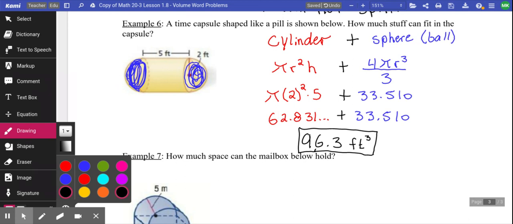So when you get those composite shapes, break them up into what you know. There's always got to be some way to cut it. Always. Has to be.